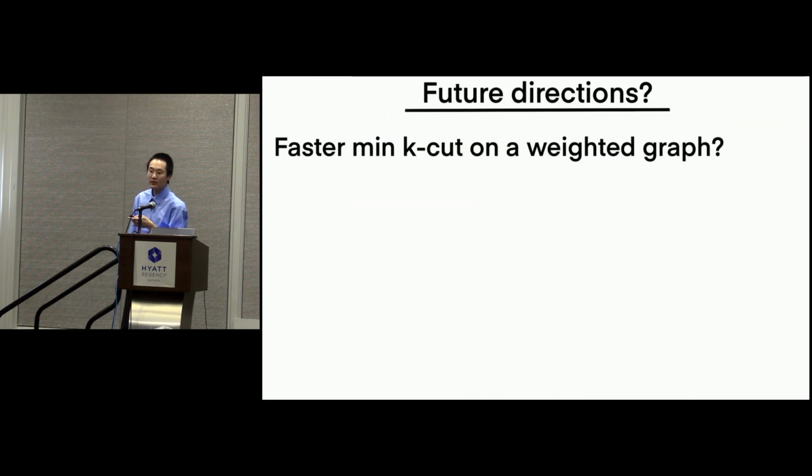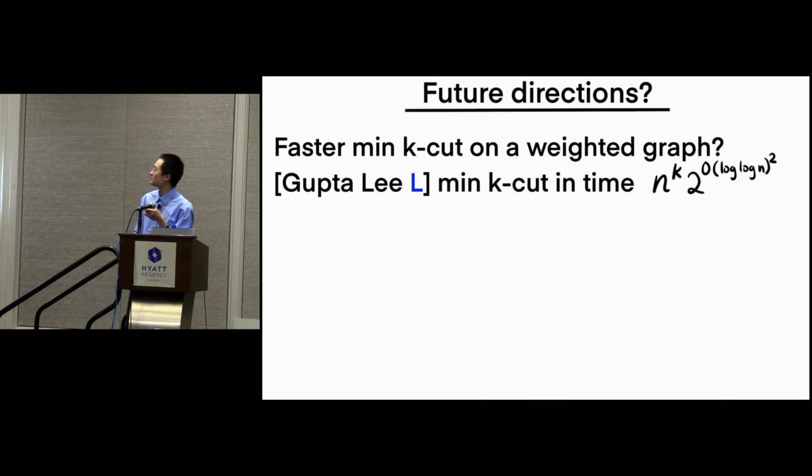Okay. So for future directions, one natural question to ask is, can we extend this? Can we produce faster min k cut algorithms on more general classes of graphs? So what if the graph is a general weighted graph? In ongoing work, it turns out this is possible. With my collaborators, we showed that min k cut can actually be done in time n to the k times some subpolynomial factor. This is unpublished work.